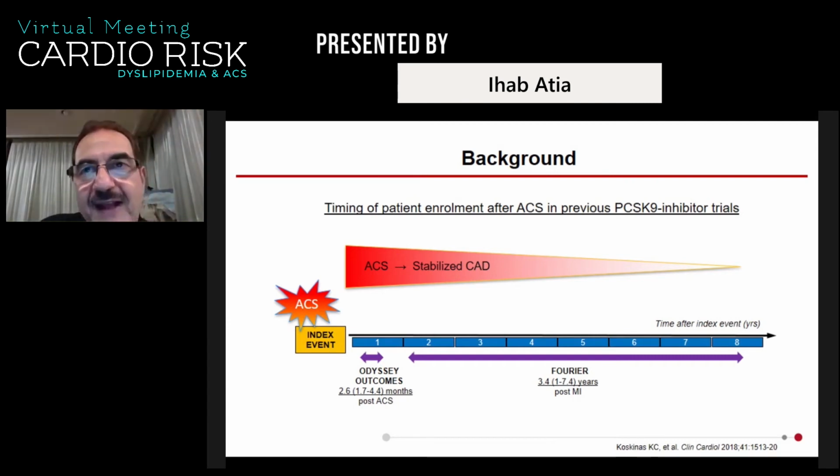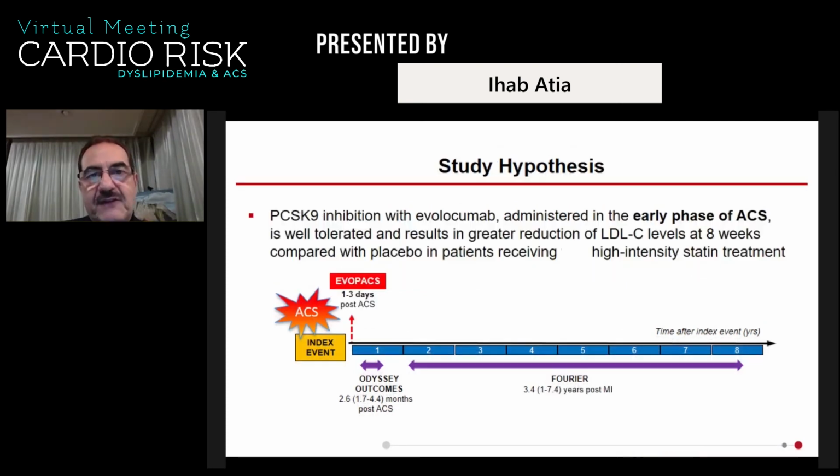But what about the very early days after the ACS? This is what I'm talking about today. And this was the study hypothesis. They said, what if we use evolocumab and give it as early as 1 to 3 days post ACS, after the index event, and see if it's going to be well tolerated and will result in greater reduction of LDL levels at 8 weeks compared with placebo. And placebo, this is in patients that already are receiving high-intensity statin treatment.